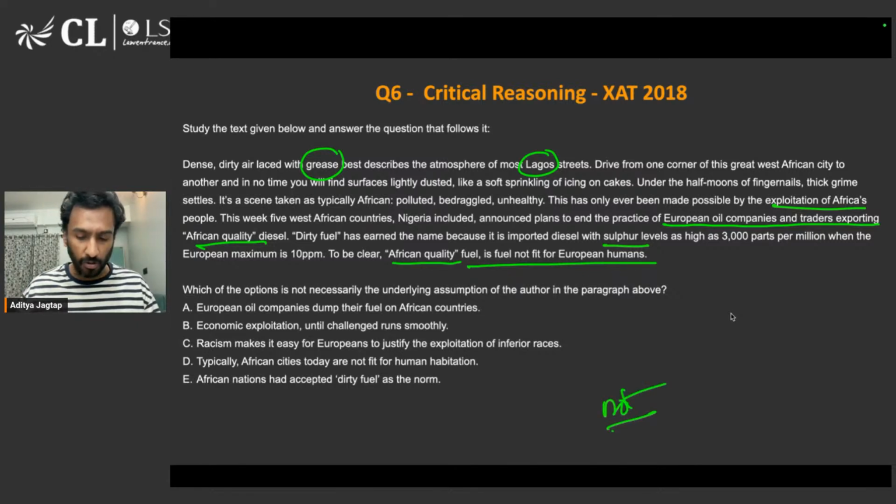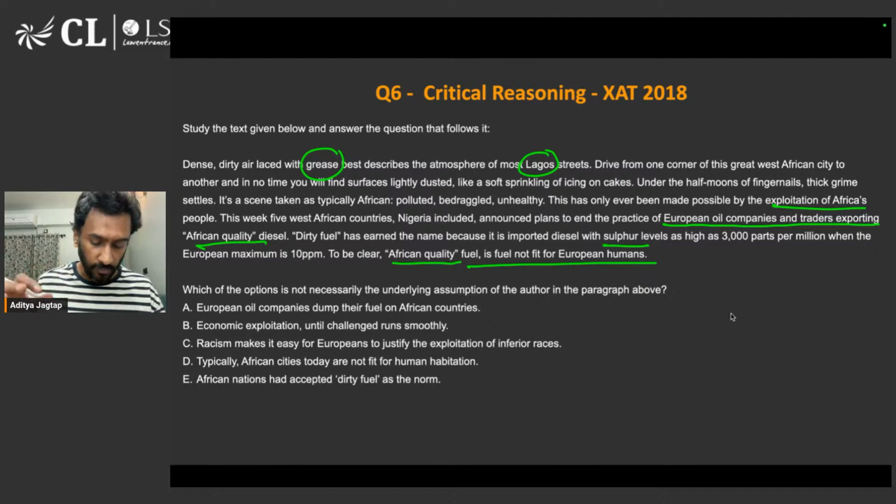If you add the word not to the valid assumption, it will invalidate the original passage. I know that sounds like a word salad, but we'll try and apply this to each option and it will become clear to you. African nations had accepted dirty fuel as the norm.